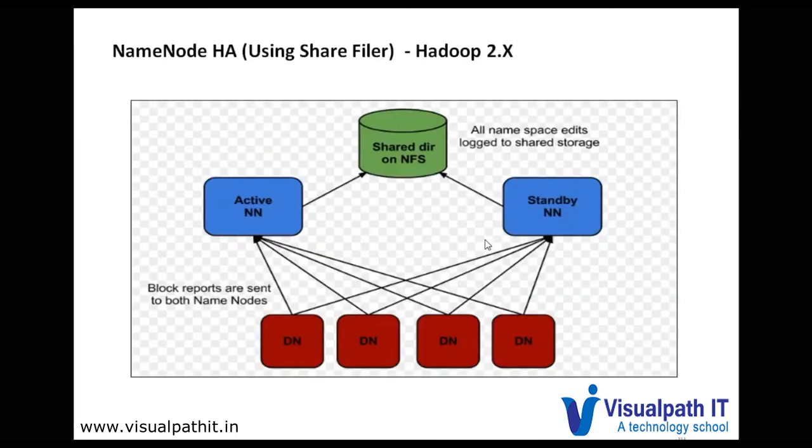To overcome these drawbacks, Apache Hadoop started with name node high availability from Hadoop 2.x onwards. So this is the Hadoop 2.x architecture, one type of architecture. Instead of the secondary name node, they started with one more name node called the standby name node. This is the Hadoop 2.x architecture, first type.